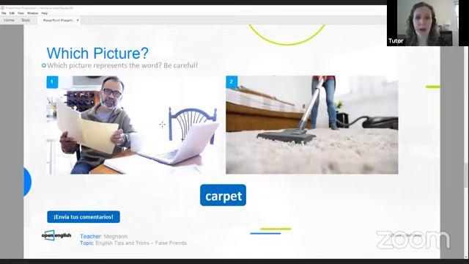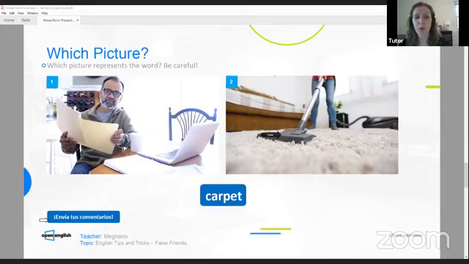We have one more pair of words. So which picture, ten cuidado, which picture represents the word? The English word is carpet. What do you think? In picture number 1, we see a man with some documents for work. He has a laptop, he is working. And in picture number 2, we see a woman who is cleaning the floor with a vacuum cleaner here.